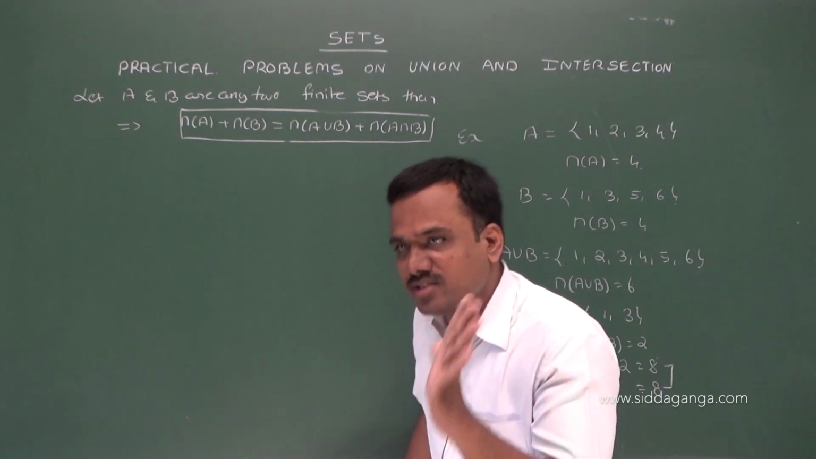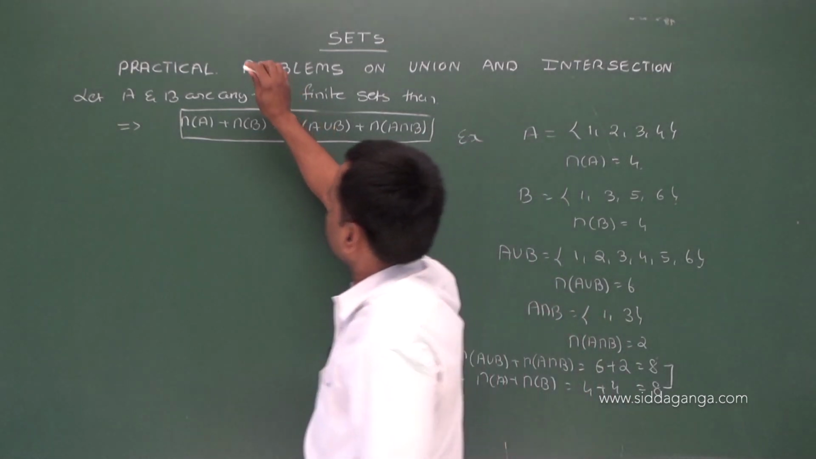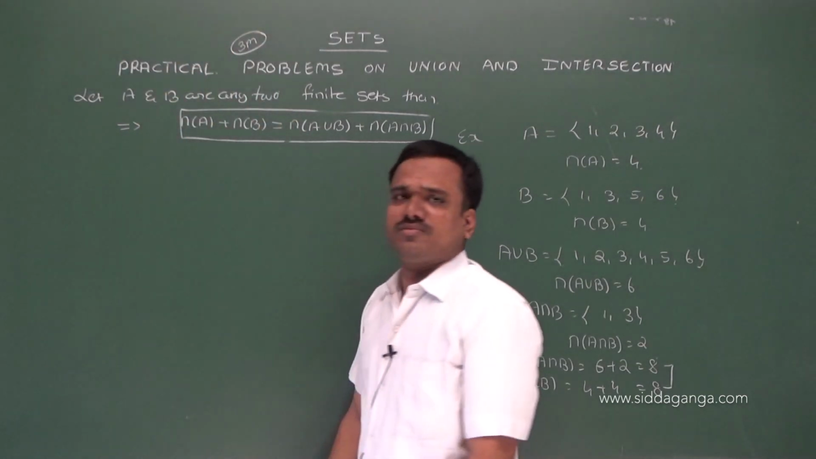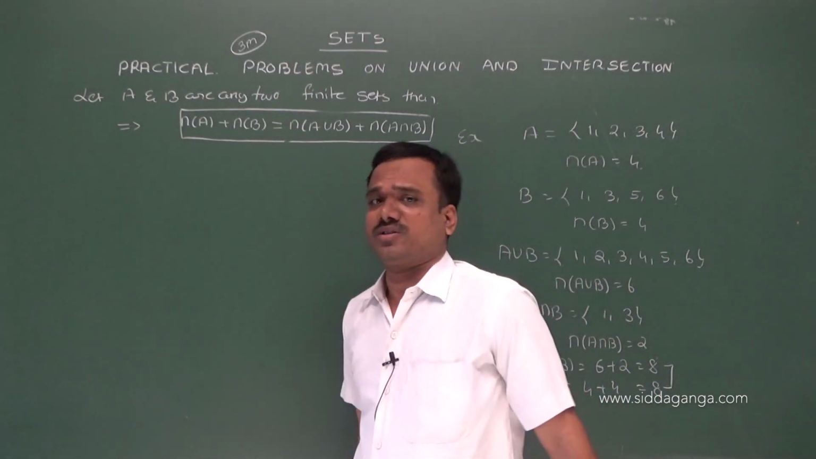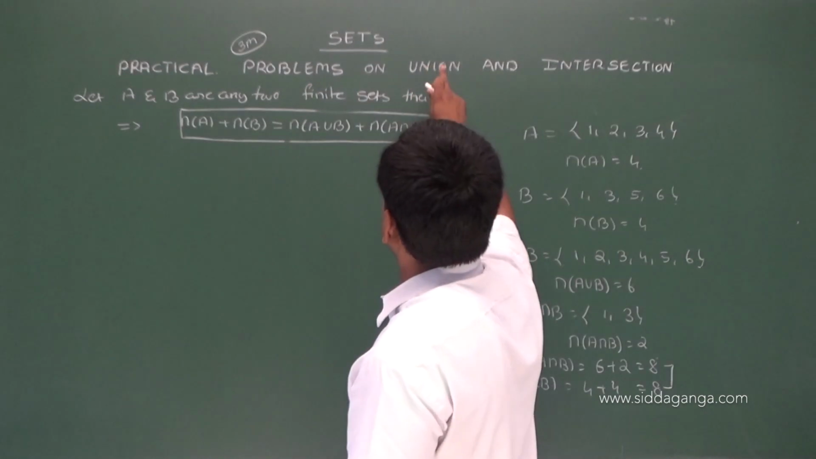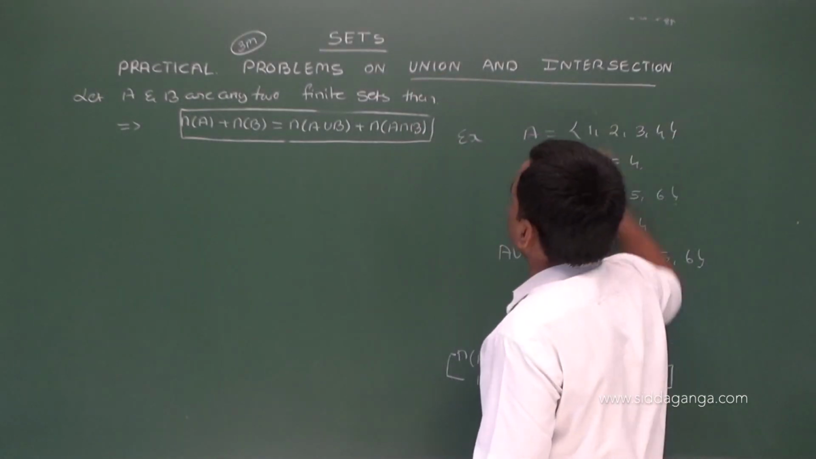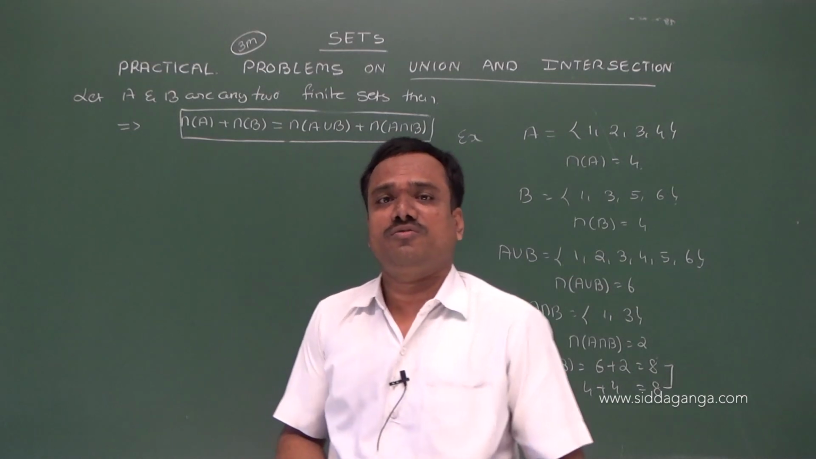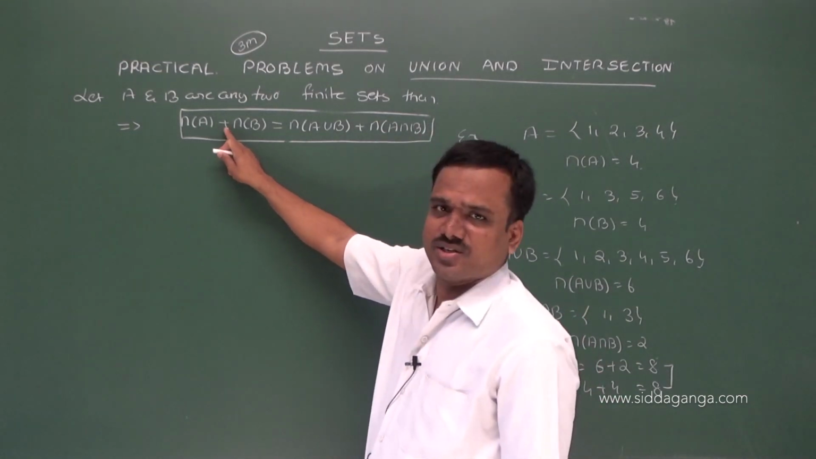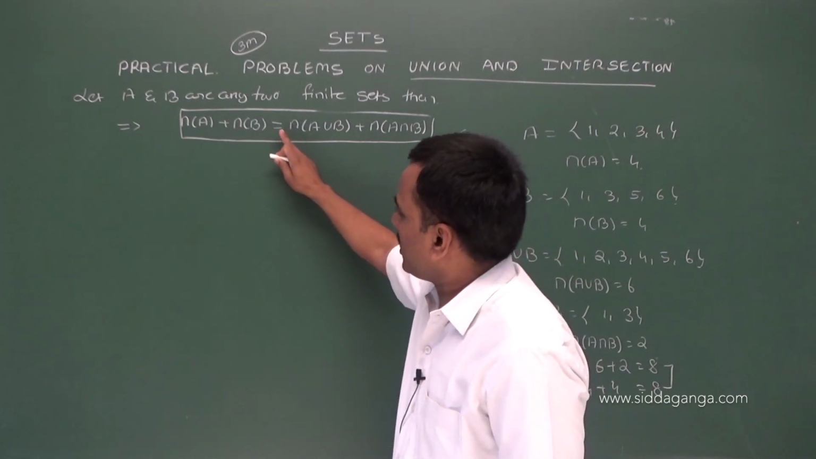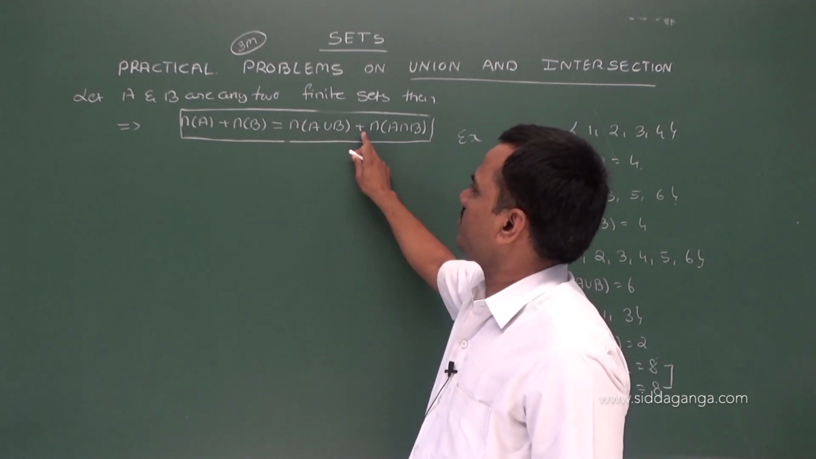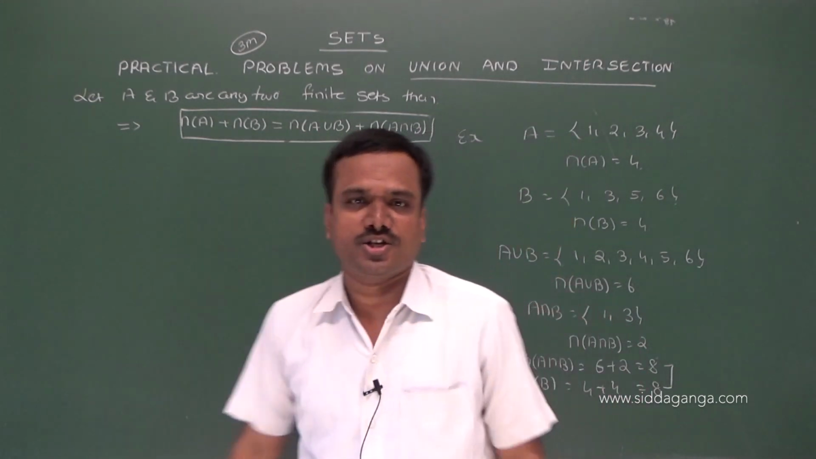So we always remember this concept. One problem in the annual examination, for 3 marks, they compulsorily ask: one question regarding applications on union and intersection of two sets. Clear now? So n of A plus n of B is always equal to n of A union B plus n of A intersection B.